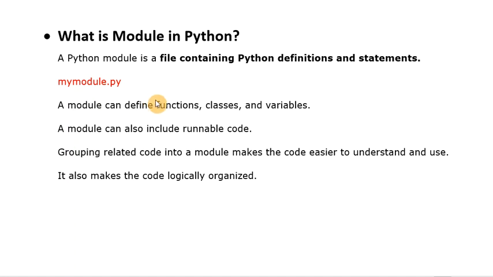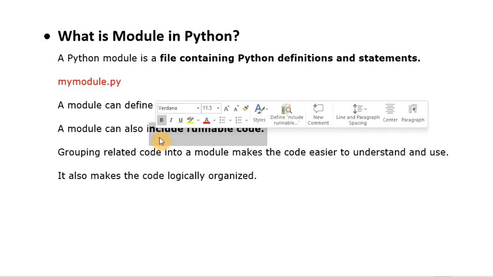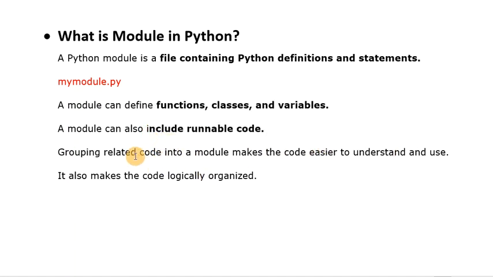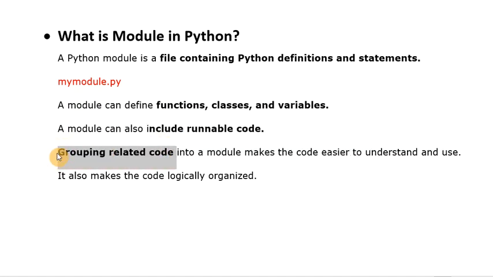Now let's see, a module can define functions, classes and variables. This is what I have described to you. Similarly, a module can also include runnable code, so runnable code we can also include in the module. You have to make a note of this point. And grouping related code into a module makes the code easier to understand and use. This is the main objective behind the module.